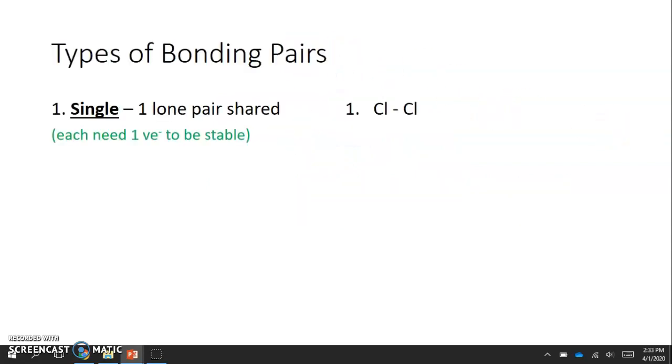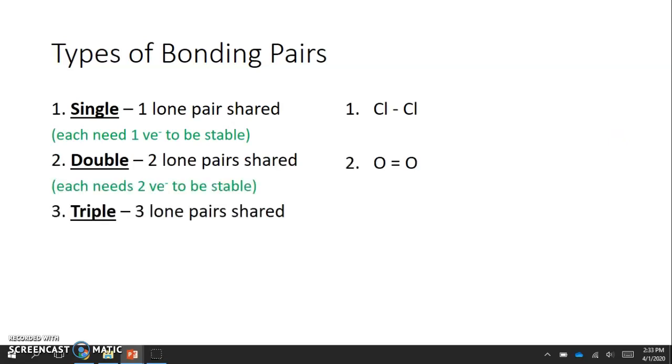So there are 3 types of bonding pairs. There are single bonds, which is when you have a lone pair that's shared, and they each need 1 valence electron to be stable. Double, so if you have a double bond, you have 2 lone pairs shared, and that's like with oxygen, and I'm going to show that to you in just a second. And then a triple, you have 3 lone pairs shared, like with phosphorus, where each one needs 3 valence electrons to be stable.